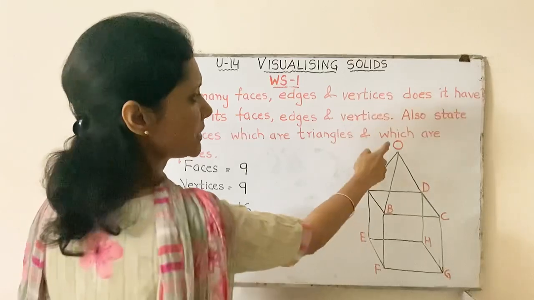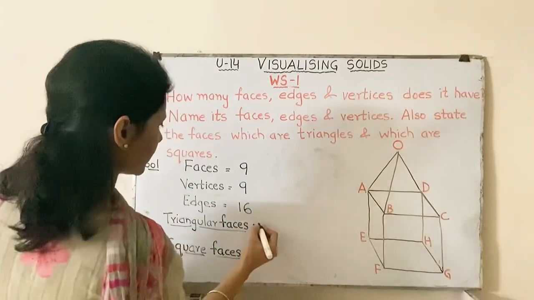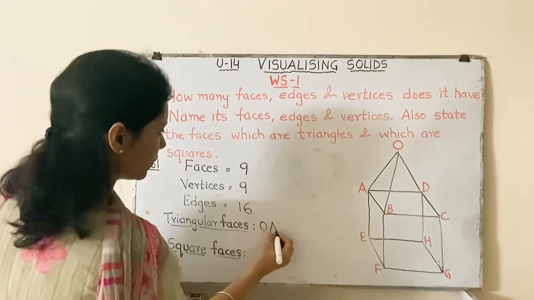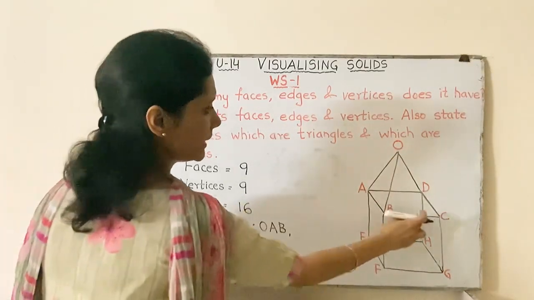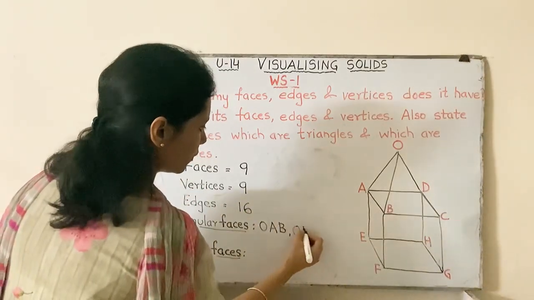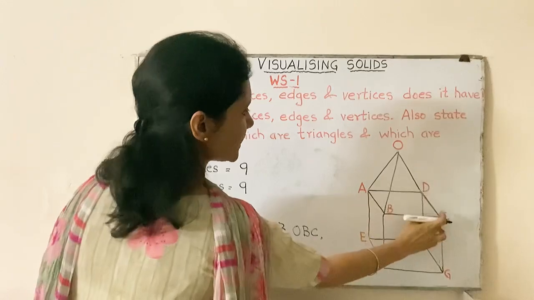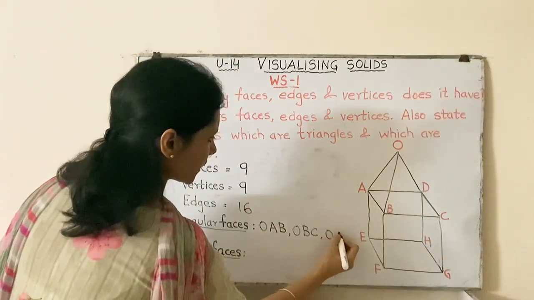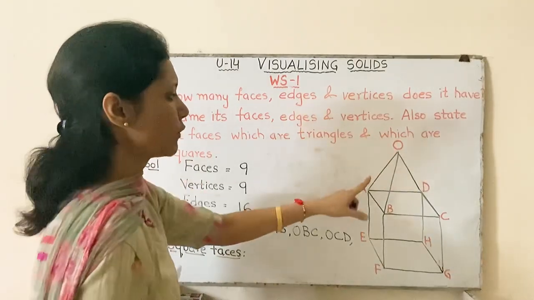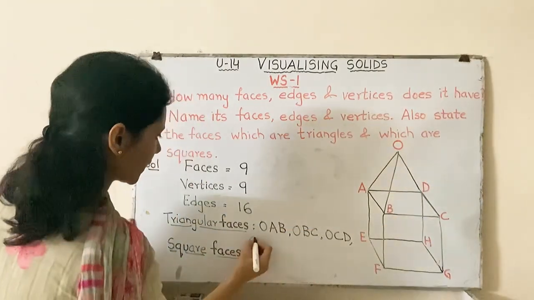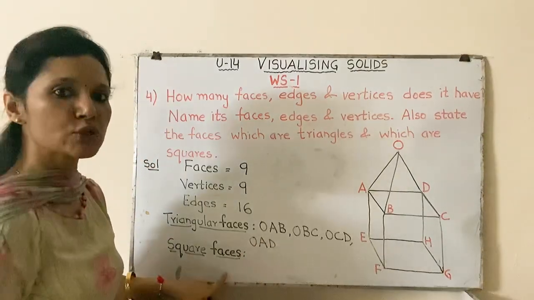So let's name them starting from the top. First face is OAB. So let's write it down. OAB. The second face is OBC. OBC. The third face is OCD. OCD. And the fourth face at the back is OAD. OAD.